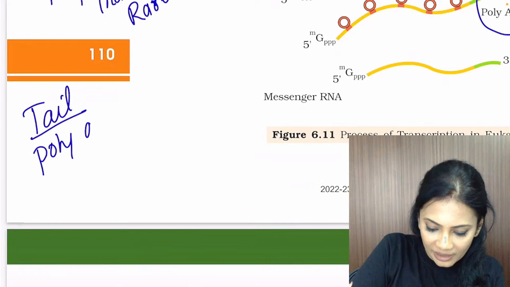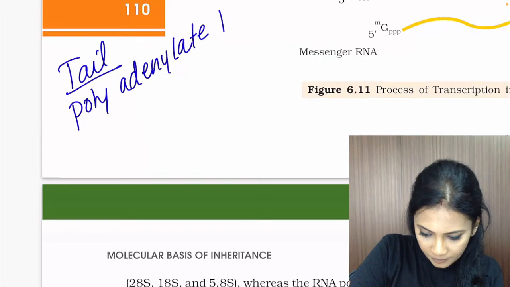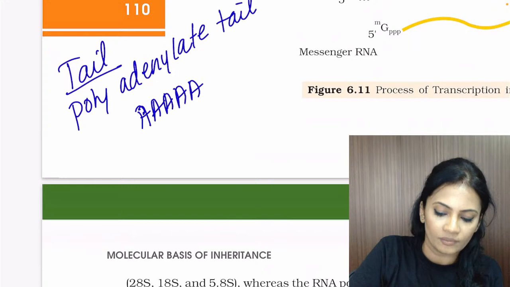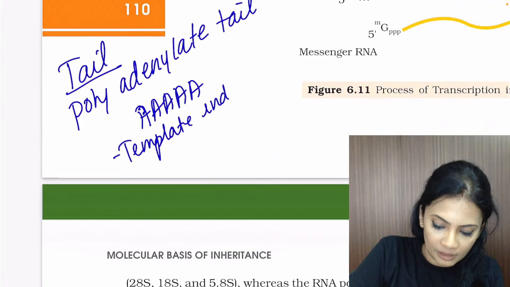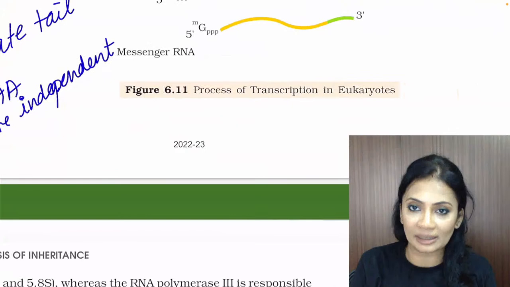What about the tail? Polyadenylate tail, poly A: A, A, A, A, A. Again, this is template independent, not complementary to the DNA template.